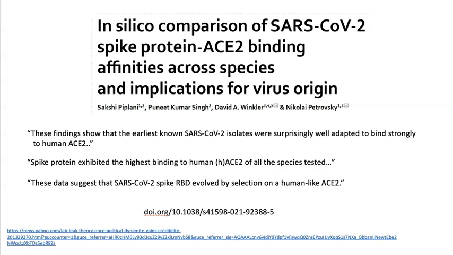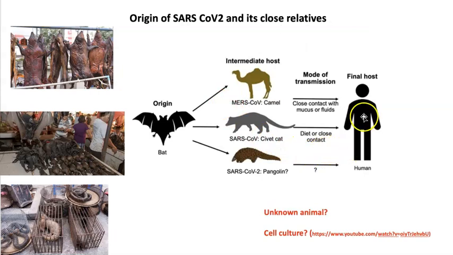These findings show that the earliest known SARS-CoV-2 isolates were surprisingly well adapted to bind strongly to human ACE2. Spike protein exhibited the highest binding to human ACE2 of all species tested. These data suggest that SARS-CoV-2 spike receptor binding domain evolved by selection on human-like ACE2. And so what they're saying here is that it's very unusual that a virus taken from a human so recently would be best adapted to the human.